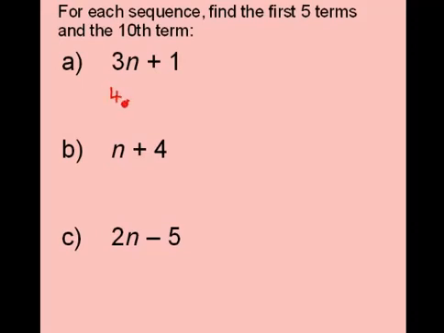For the second term, n would be 2. 3 times 2 is 6, plus 1 is 7. For the third term, n would be 3. 3 times 3 is 9, plus 1 is 10.